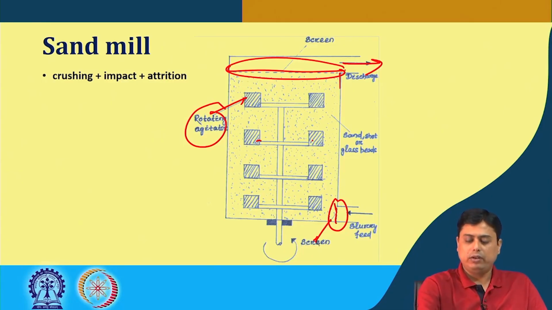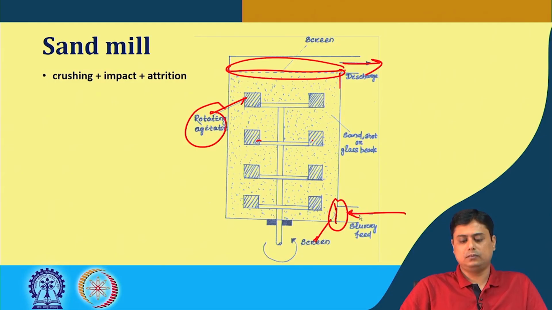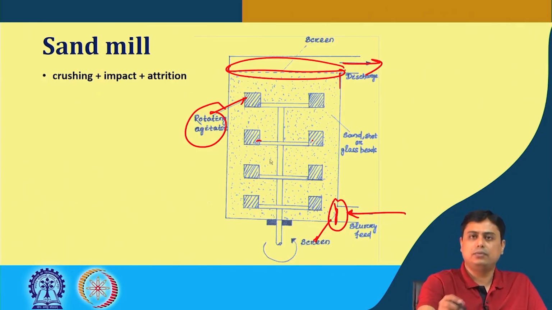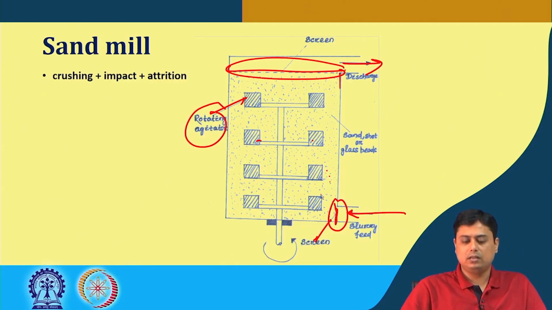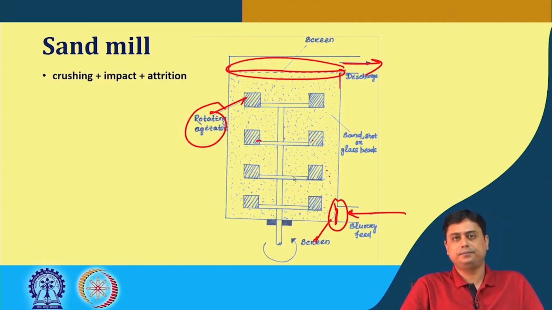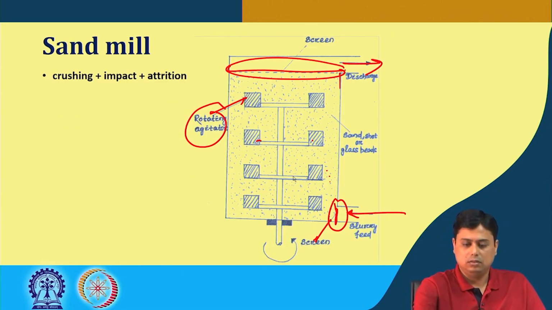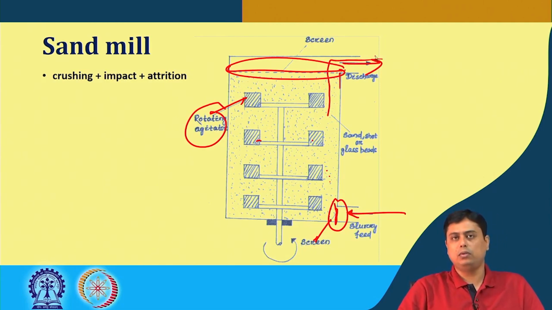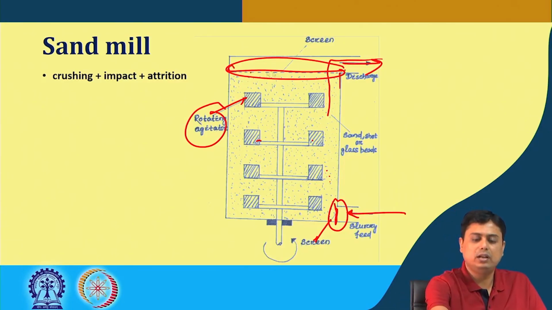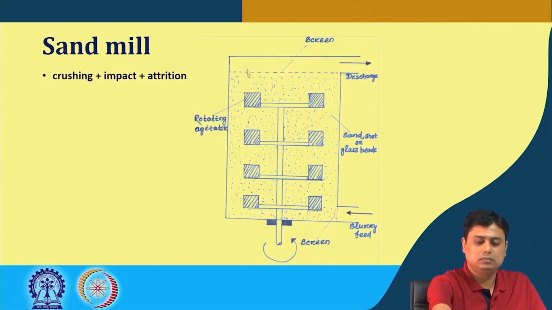The other point is that the slurry comes in of a certain size, which is also dictated by the screen size. It goes inside the bed of sand or the glass beads, and here what happens is it is crushed between the surfaces with the impact as well as the attrition between the sand particles, glass particles, or the interparticle movement due to the rotation of this agitator. And when it is sufficiently fine, the fluid is taken out from the top, it goes out with the fluid, which is further screened at the top. This is the screen position where the discharge is collected.